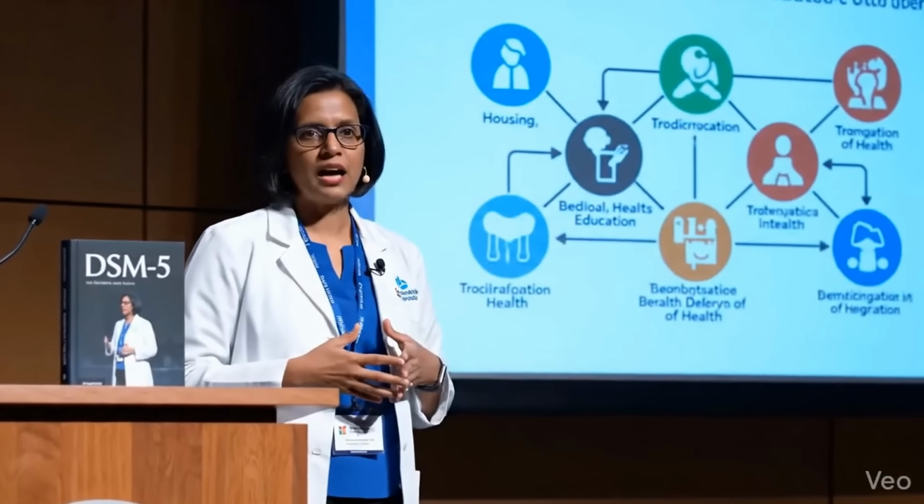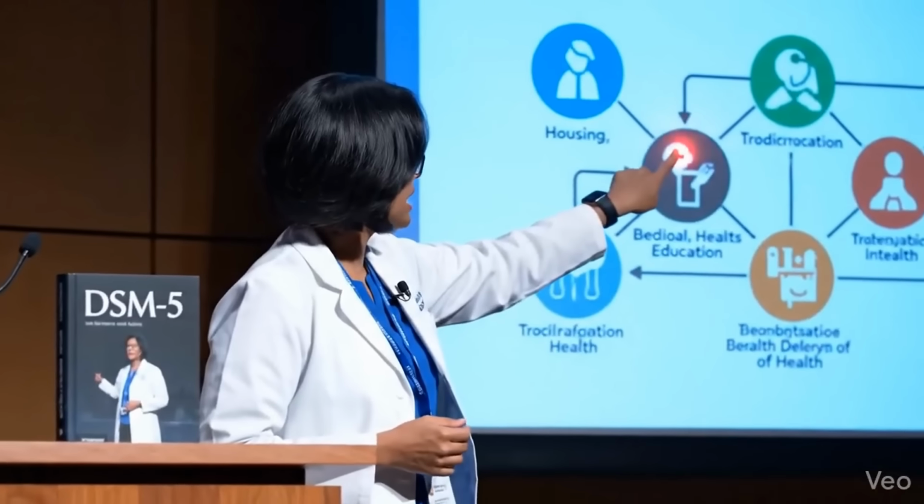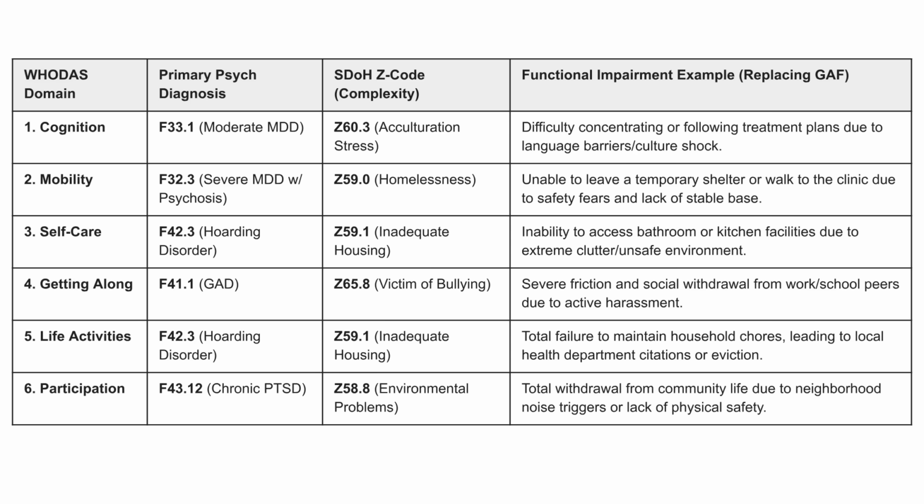Transition to DSM-5 and recent ICD-10-CM updates emphasizes the clinical impact of social determinants of health. What is up, YouTube? Today we're going to be talking about how the DSM-5 has been updated to include some new categories: determinants of health, self-care, mobility, getting along, life activities, and participation. Here is a chart. For those of you who are coders, this involves adding Z codes to increase the complexity.